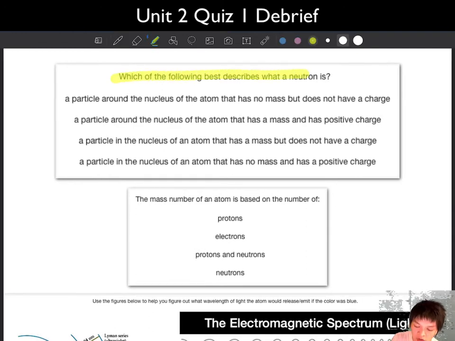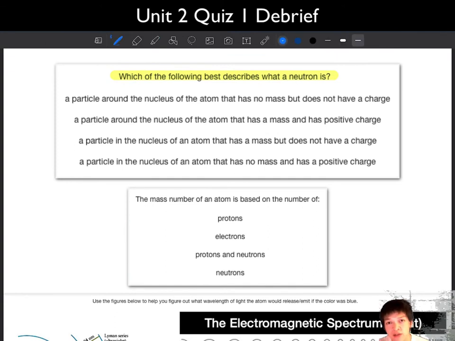Which of the following best describes what a neutron is? Oh, I actually kind of described this earlier. Neutron is one of the 3 subatomic particles in an atom. It has a mass. It weighs about the same as a proton, but is way bigger than an electron. An electron pretty much has no mass. And also, a neutron does not have a charge. So what fits that description? A particle around a nucleus. Nope, it's actually in the nucleus, so it can't be the first one. A particle around a nucleus. Nope. A particle in the nucleus. Okay, that sounds more right. A particle in the nucleus of an atom that has a mass but does not have a charge. That's it.